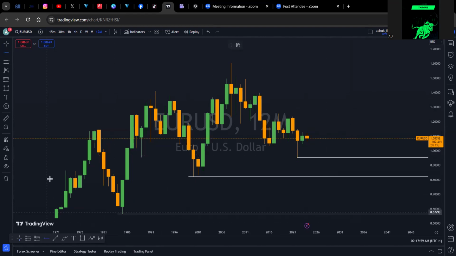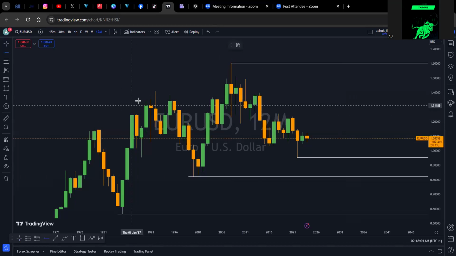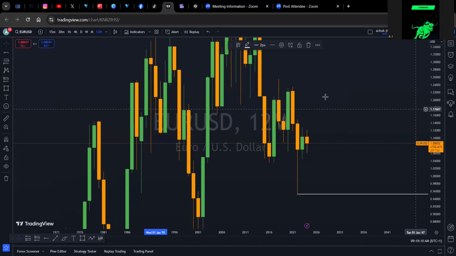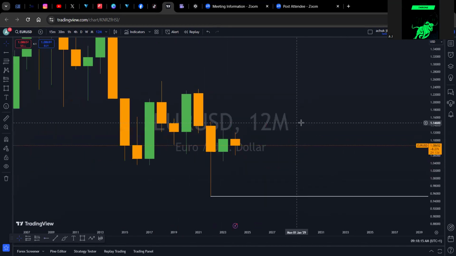And then we also come and mark our high. So this is our all-time high. And then we had this other high here, which was respected, and then price pulled back down. And then from here, we also continue to mark our visible highs. So we have this high here.